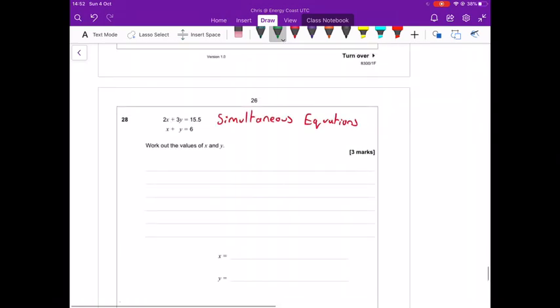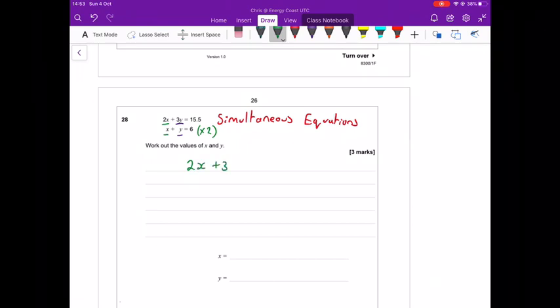Two more to go. Simultaneous equations, quite tricky. First bit says 2x add 3y is 15.5. x and y has to equal 6. I need both of these things to be true at the same time. I need to make either this thing be the same as this thing, or the 3y equal this thing here, okay? And the way I'm going to do that is by doubling that whole bottom line. I'll show you what I mean in a second, okay?